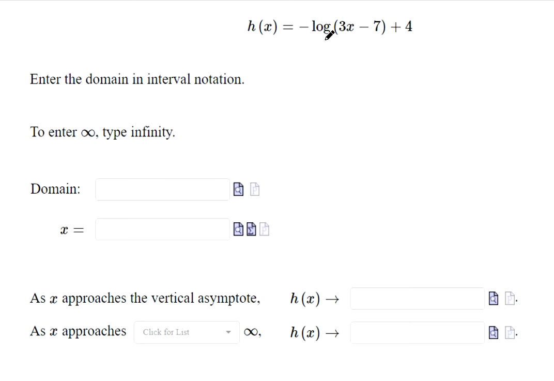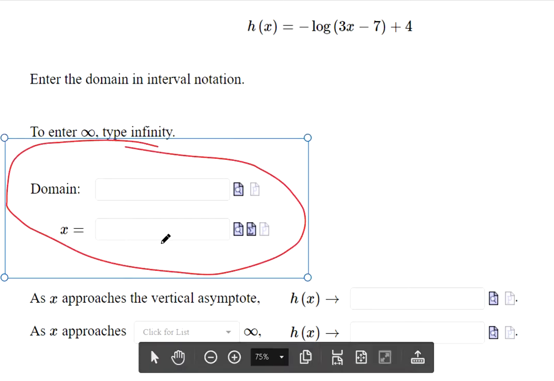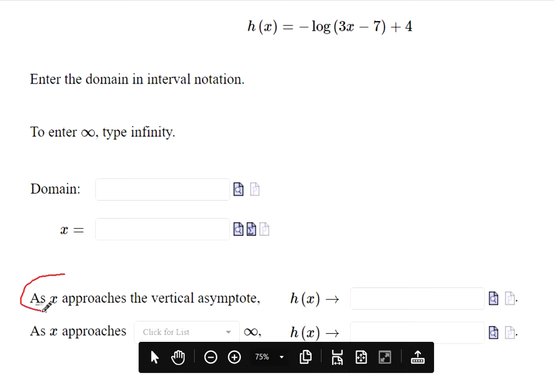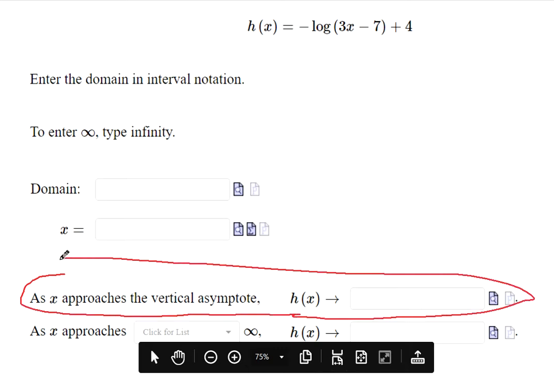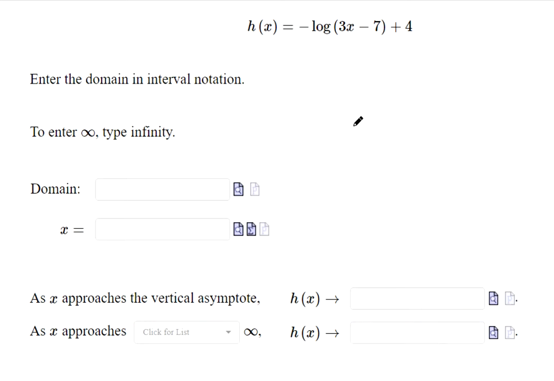I got to give some sort of numerical or algebraic reason for why we're making a choice. So I actually accidentally deleted this one. It was cleaned up in the last slide, but we're working on this part here: as x approaches the vertical asymptote. With this function, we said we can have nothing less than x equals 7/3. That was our domain, right?